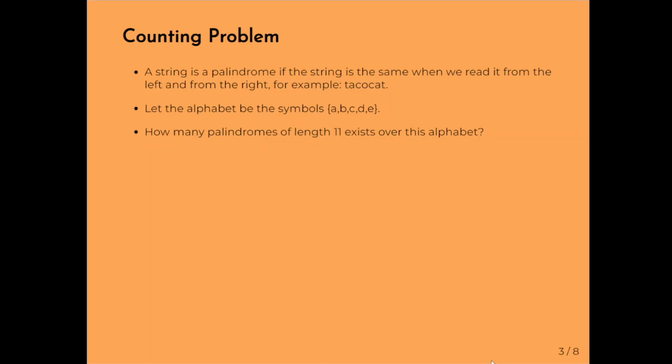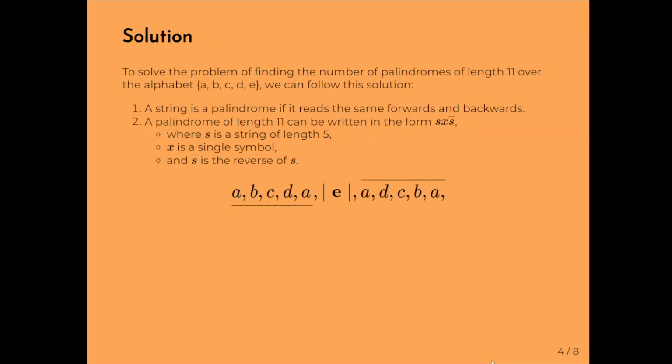Let the alphabet be the symbols A, B, C, D, and E. How many palindromes of length 11 exist over this alphabet, this 5-character alphabet? Okay, so what we're going to do is take our time with it. To solve this problem of finding the number of palindromes of length 11 over the alphabet A, B, C, D, and E, we can follow this solution.